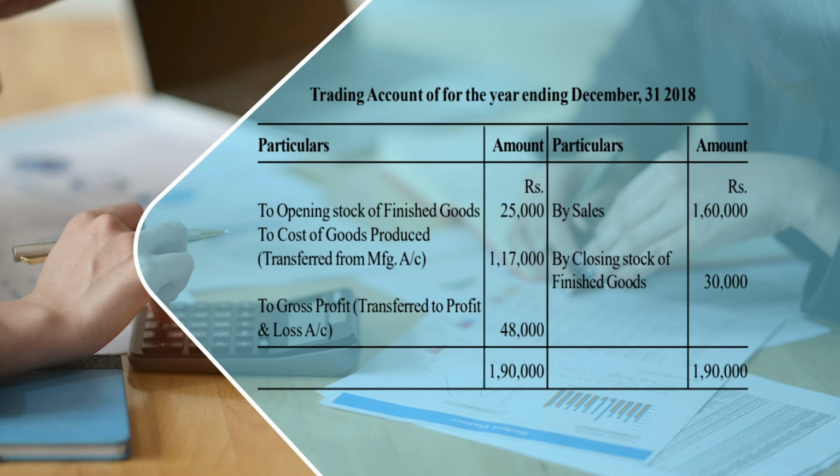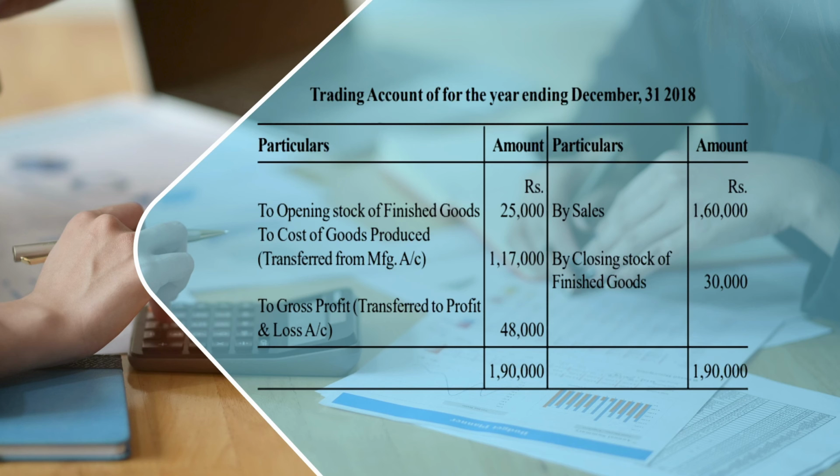So the total of credit side of trading account is 1,90,000. Out of 1,90,000, if we subtract these two things, opening stock of finished goods 25,000 and cost of goods produced 1,17,000, the total of these two items is 1,42,000. So if we subtract 1,42,000 out of 1,90,000, the balance is 48,000. So this balance is termed to be the gross profit.